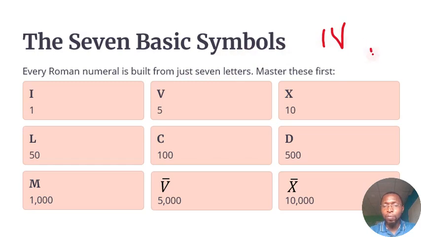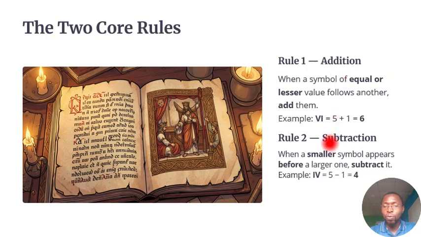But if it is VI, then the addition rule says that you can add, because V is bigger than I. V is 5, I is 1. So if the bigger one comes before the lesser one, then you can add. So VI here simply means 6. Why IV? Whenever the lesser one comes before, you subtract, which means 5 minus 1, which is 4.